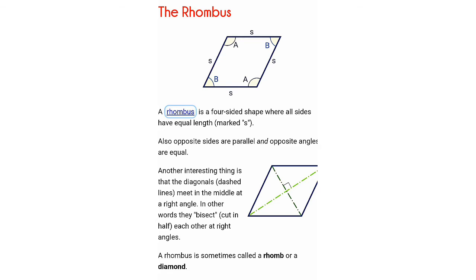See, A and A are equal, and B and B are equal, and opposite sides are parallel. Another interesting thing is that the diagonals, the dashed lines, meet in the middle at a right angle. In other words, they bisect, cut in half each other at right angles. A rhombus is sometimes called a diamond or rhomb.